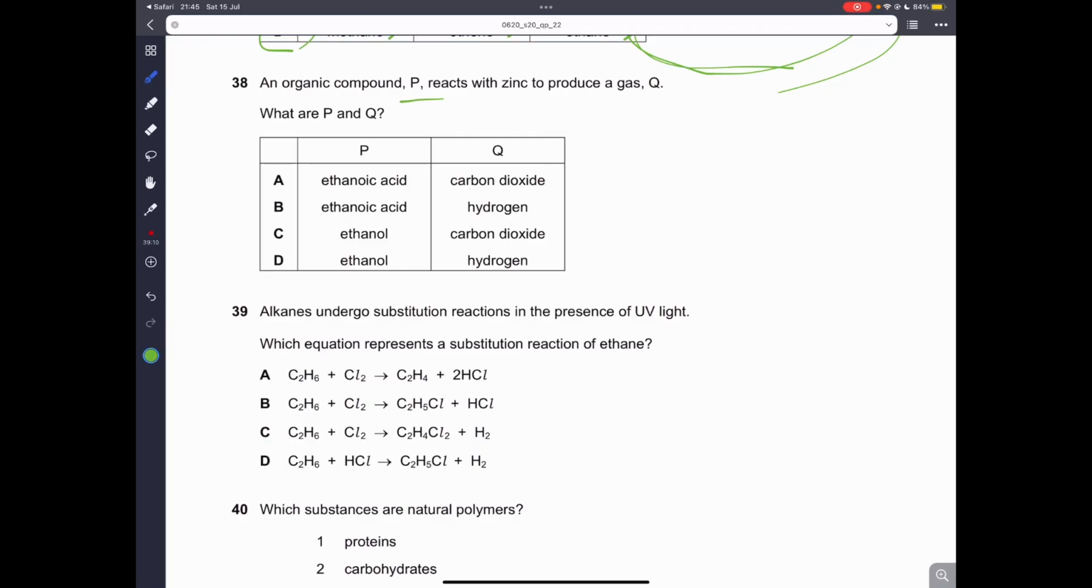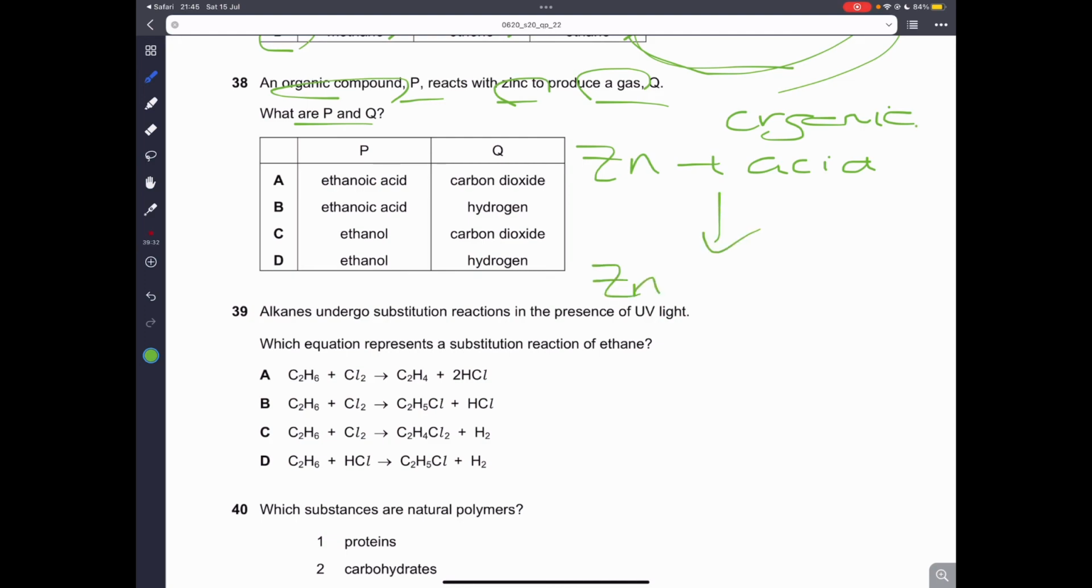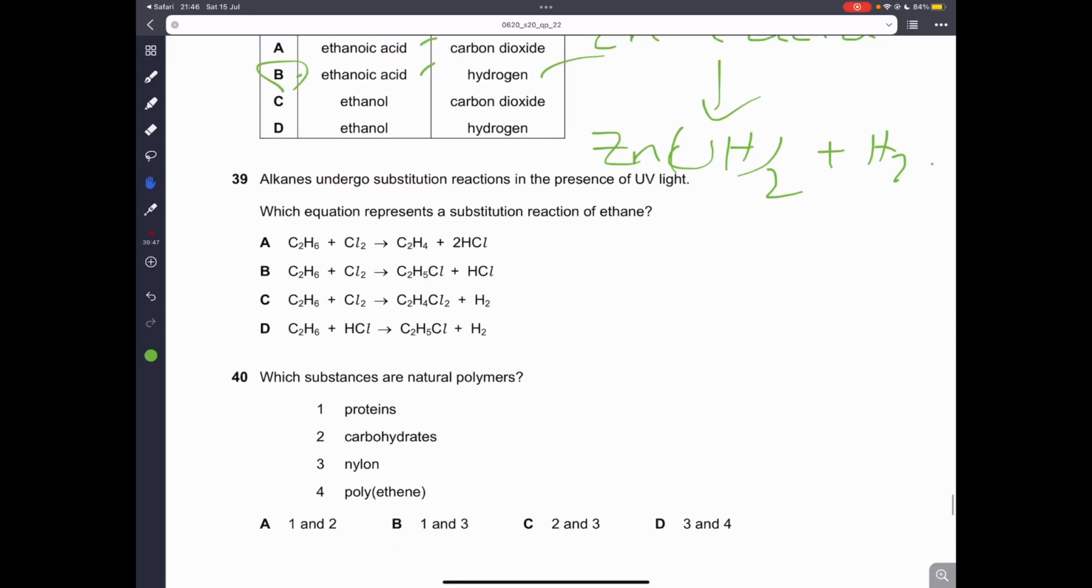38. An organic compound P reacts with zinc to produce gas Q. What are P and Q? We know that P is an organic compound. It reacts with zinc to produce a gas. If zinc is a metal and you react it with an acid, in this case an organic acid or carboxylic acid, you're going to produce a zinc salt, and you're going to make hydrogen. So P is going to be ethanoic acid, and Q is going to be hydrogen. So B is the correct answer.